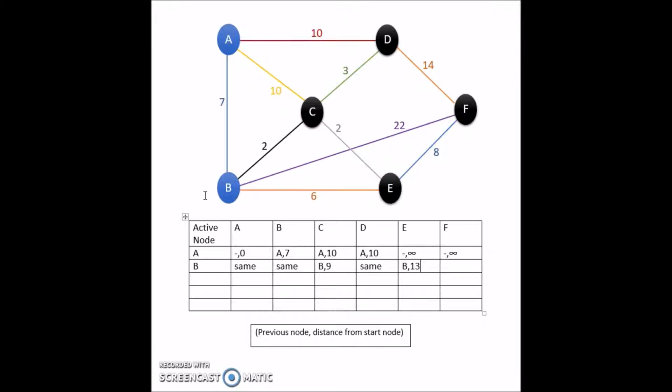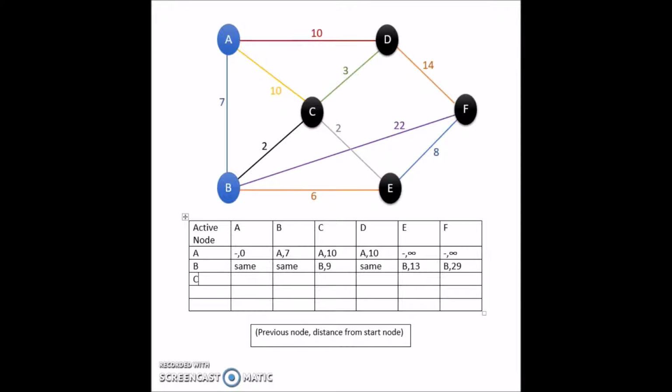To get to F, our previous node is once again B, and our distance this time is 7 plus 22, so it's 29. So C will now be our new active node. Once again, we'll color it blue to show that it's active. The shortest distance right now from the start node, which is A, to C is 9. So we need to find out if we can make any of the paths to the other nodes shorter.